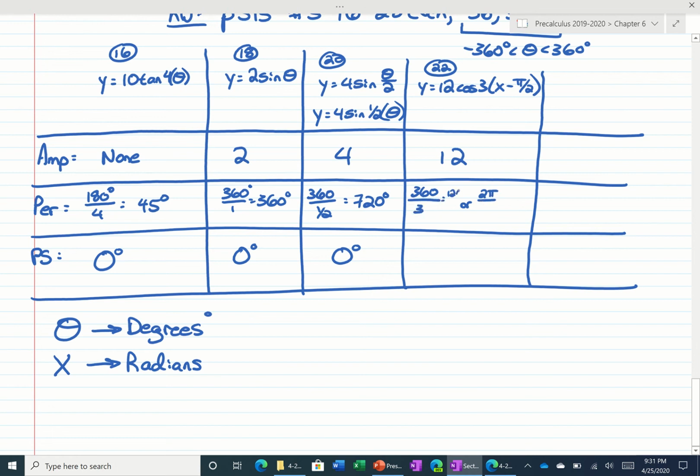So if you tell me the answer is 120, you just have to make sure you convert that back to radians. Or you could just keep it in radians. The normal period, instead of 360, if you use radians, is 2 pi, and we're just dividing by 3. So 120 converted to radians would just be 2 pi over 3. And then the phase shift would be pi over 2 units to the right.